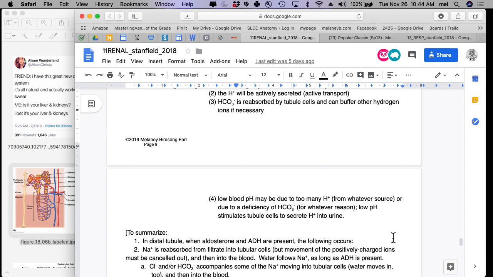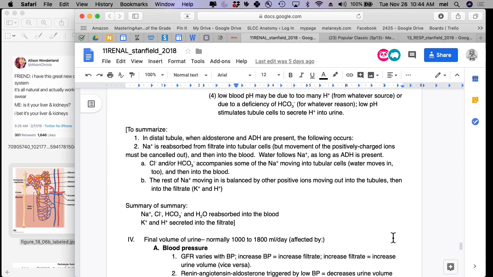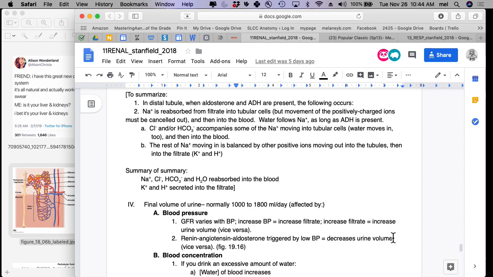Everybody good? Okay, so here's a summary, and then there's going to be a summary of a summary. What happens in the proximal convoluted tubule is whatever happens in the proximal convoluted tubule, and you can't manipulate it. What happens in the distal convoluted tubule? When aldosterone and ADH are present, this is what occurs. Sodium is reabsorbed from the filtrate tubular cells back into the bloodstream, but the movement of the positively charged ions must be canceled out by one mechanism or another. Either you can move positives in and move negatives in with them, or you can swap positives for positives.